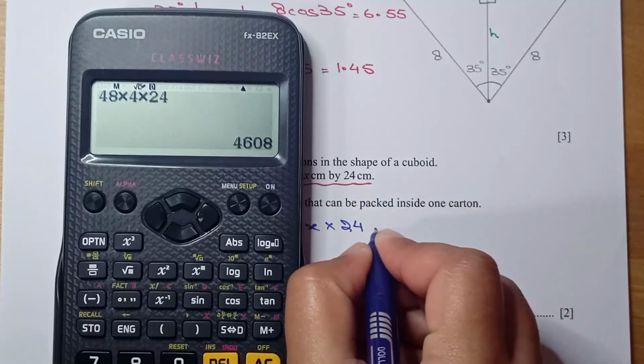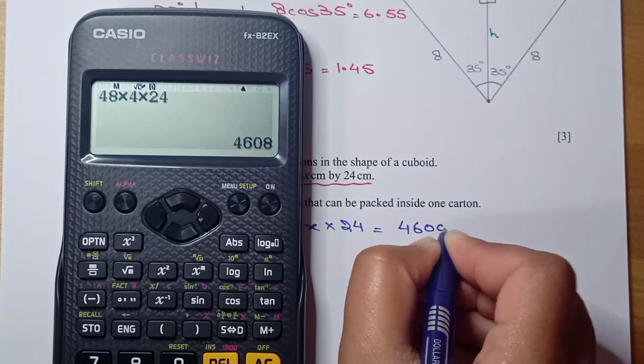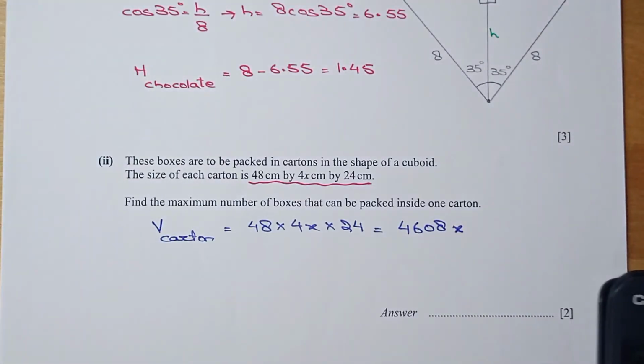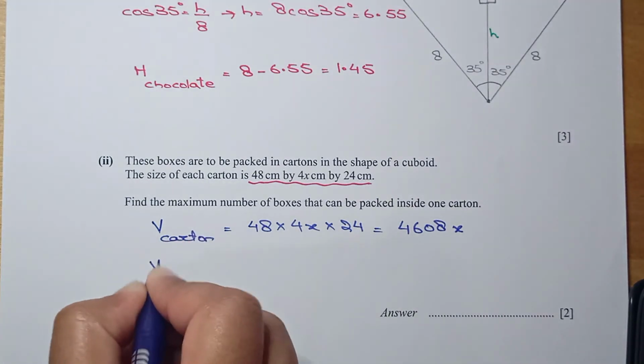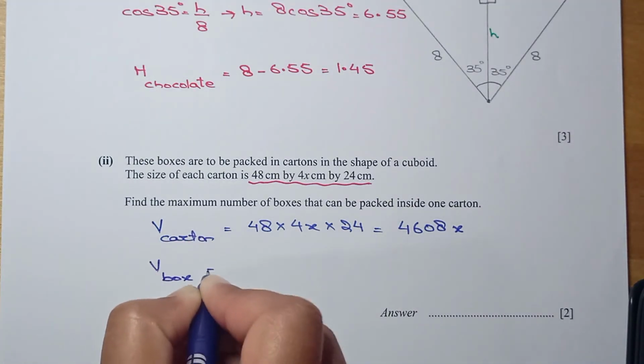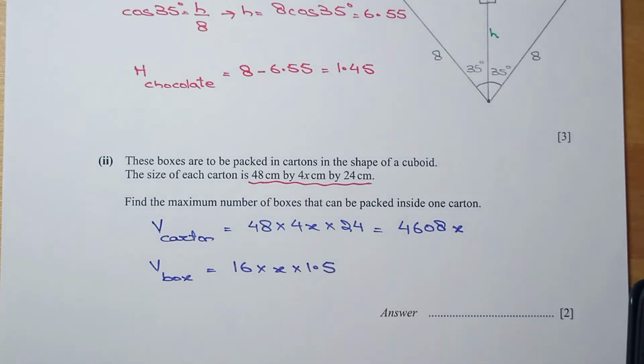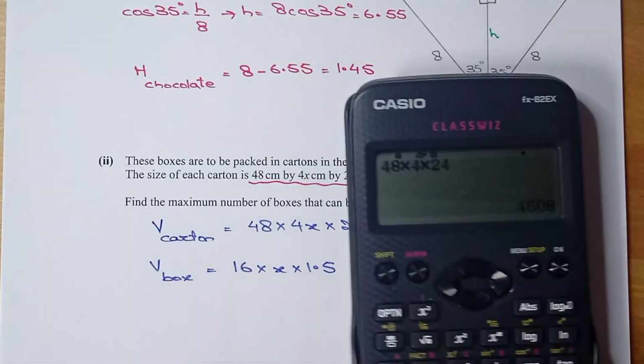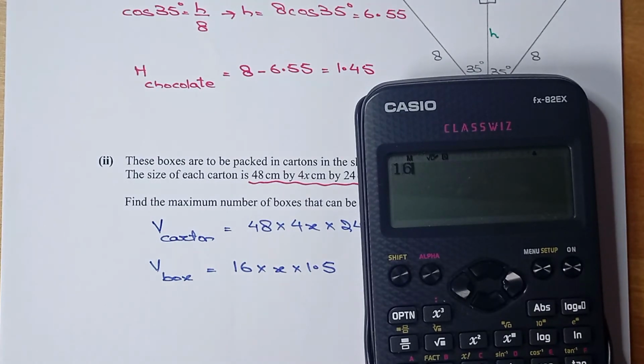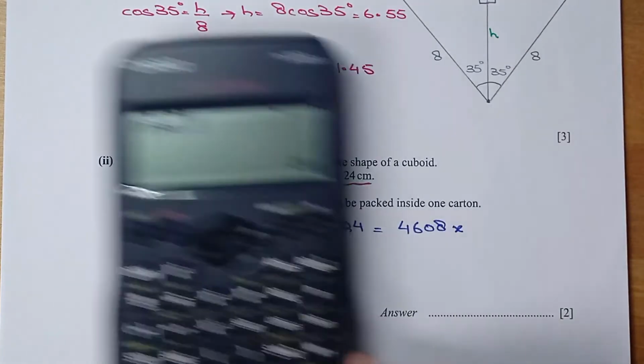This is 4608x, right? And what is the volume of a box? The box dimension we have given is 16 times x times 1.5 in the first part. So we have 16 times 1.5, this is 24x.